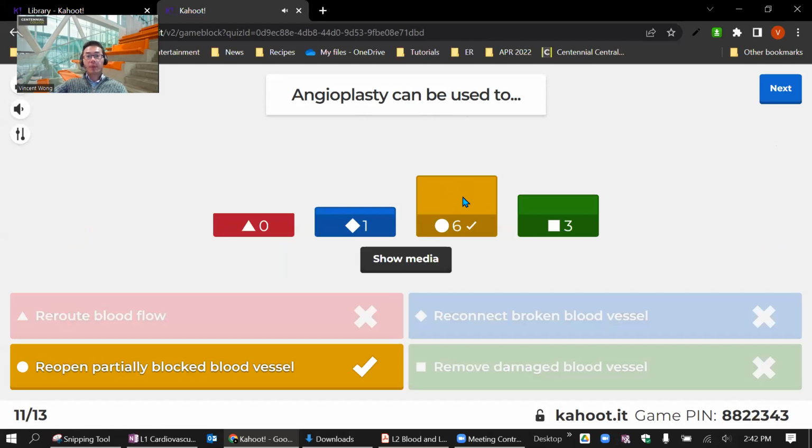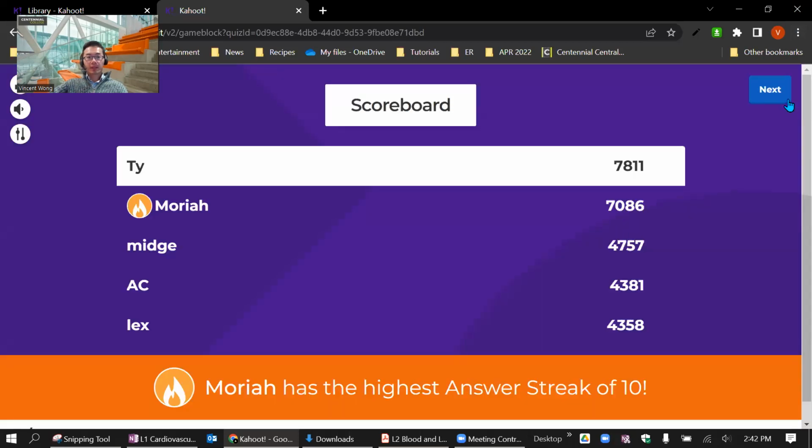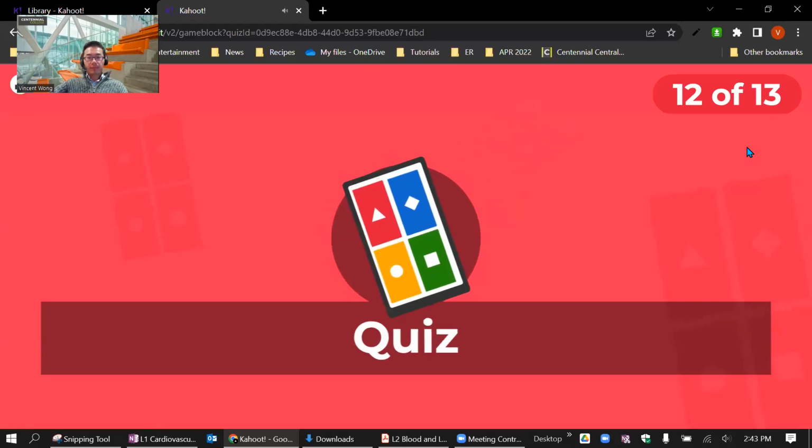Angioplasty is to reopen a partially blocked blood vessel, which we talked about last week. Removing a damaged blood vessel, we actually did not talk about that at all. So that wouldn't be the answer. Yeah, angioplasty. Okay. Two more.